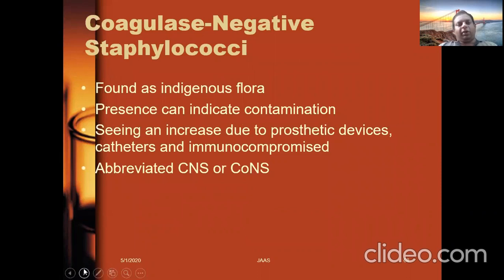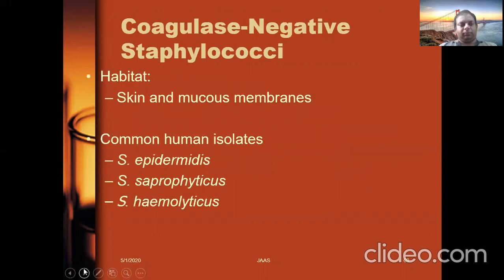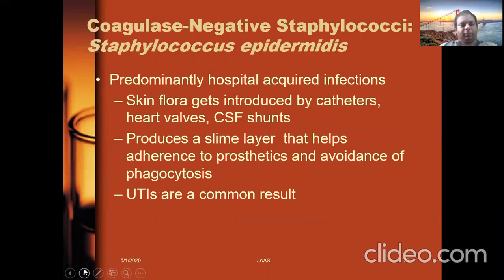Other varieties: coagulase negative Staphylococcus, found as indigenous. As I said earlier, it's normal flora. So usually, if we find it in samples, we think it is contamination. But in immunocompromised patients or patients with long-term indwelling devices, the risk of infection is high. It habitats in skin and mucous membranes, and the common human isolates, I said, are epidermidis, Staphylococcus saprophyticus, and hemolyticus.